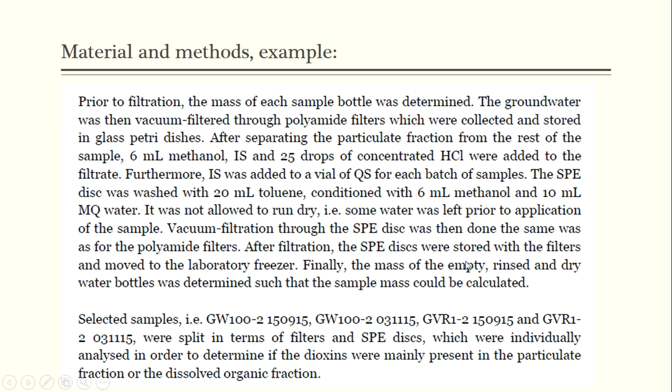So, prior to filtration, the mass of each sample bottle was determined. The groundwater was then vacuum filtered through polyamide filters, which were collected and stored in glass petri dishes. After separating the particulate fraction from the rest of the sample, 6 milliliters of ethanol, internal standard, and 25 drops of concentrated hydrochloric acid were added to the filtrate. You can see that I'm not writing what I did, I write what was done instead, in past tense, and strive to write a text in this format.